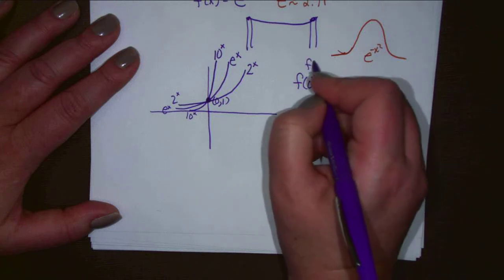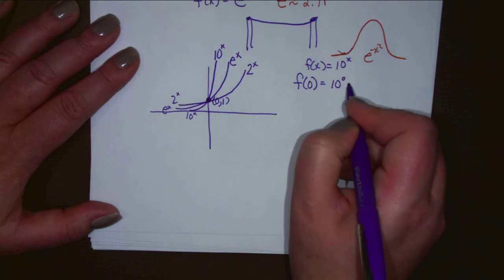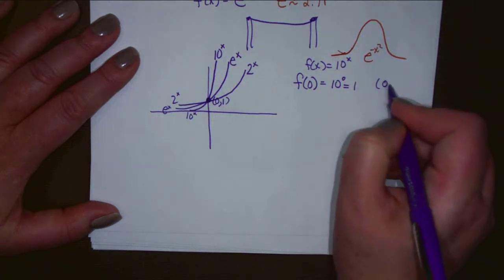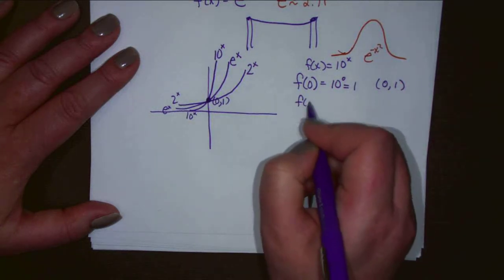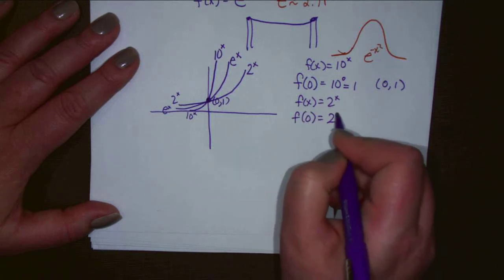Say we have f of x is 10 to the x. If we put 0 in, what do we get? 10 to the 0? 1. So that's the point (0, 1). If I said my graph was 2 to the x, and I put 0 in, also 1.